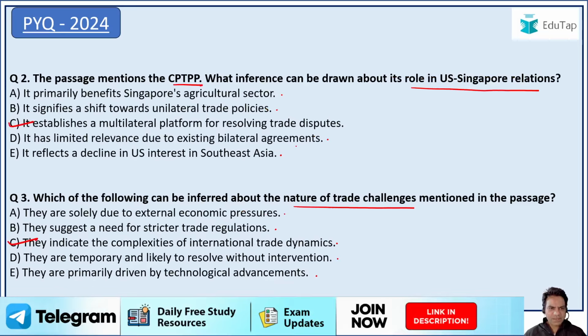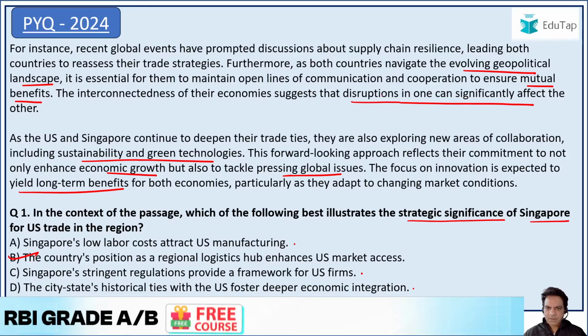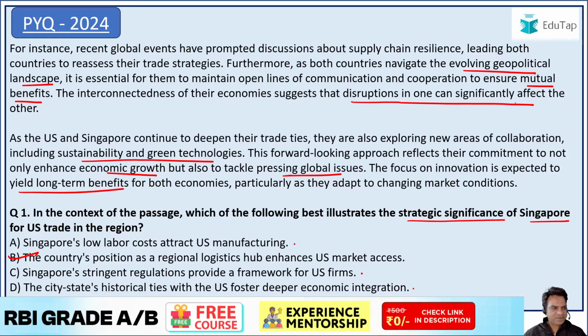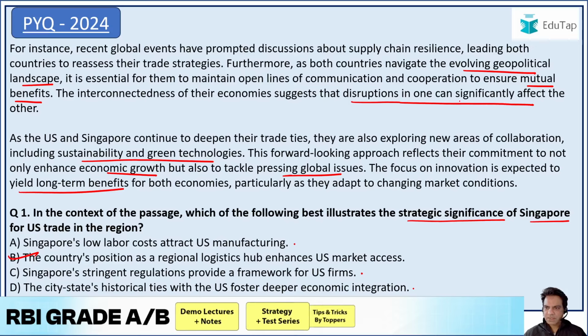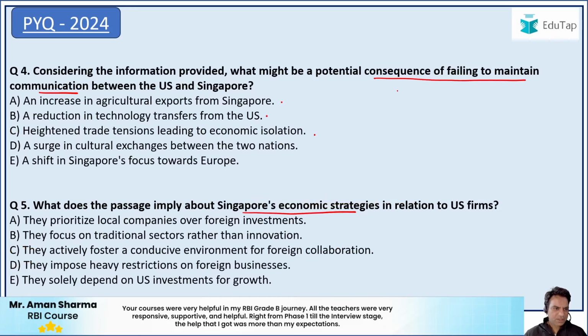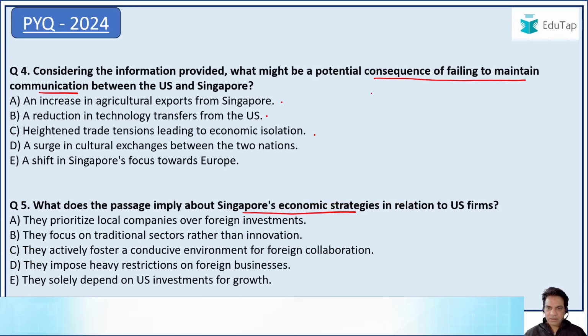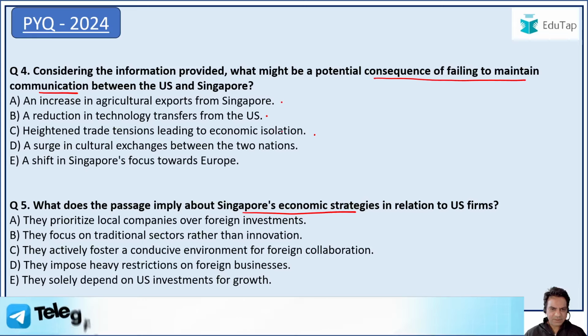So, what can be said about the communication? The disruptions in one can significantly affect the other. The interconnectedness of their economy suggests that disruptions in one can significantly affect the other. So that is why open lines of communication and cooperation are needed to ensure mutual benefits. So what can happen if they fail to maintain communication? Technology transfer, heightened trade tensions leading to economic isolation.